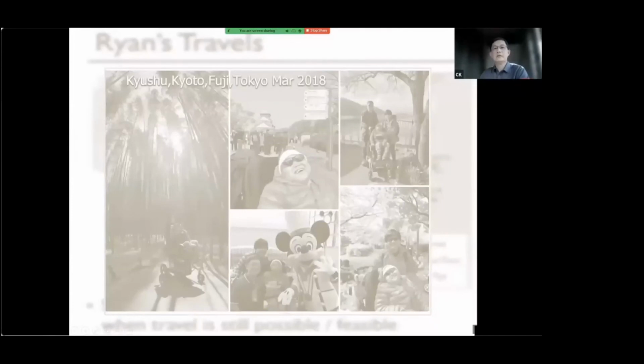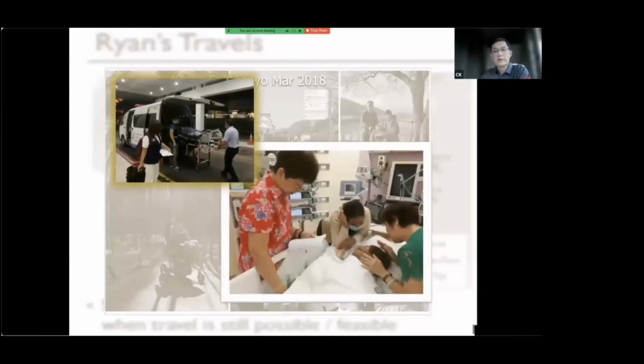Unfortunately, his condition deteriorated rapidly while in Japan. We cut short the trip and rushed home. An unresponsive Ryan was rushed directly from the aircraft to the intensive care unit on arrival in Singapore, and then discharged into palliative care at home the following day.